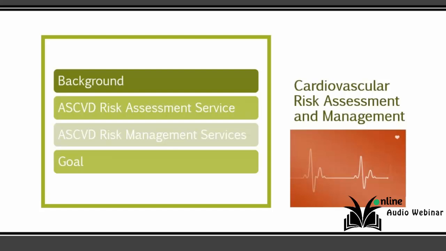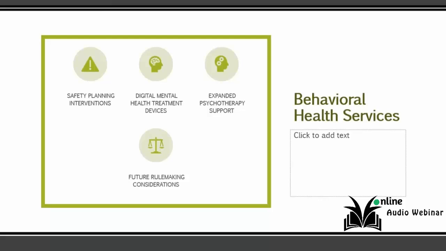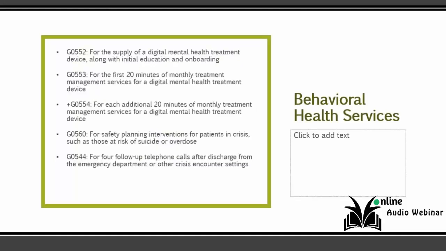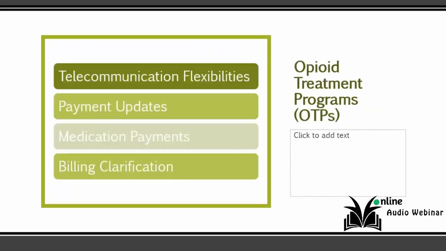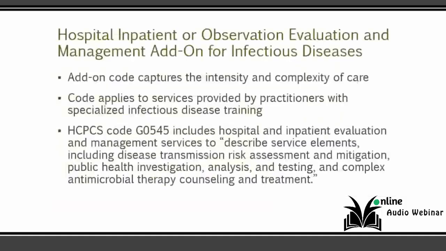Okay, we do have some changes for behavioral health. CMS finalized several measures to support access to behavioral health care, aligning with its behavioral health strategy. Let's take a look here at these codes I mentioned. All right, CMS also finalized updates for opioid use treatment services by opioid treatment programs. So CMS also introduced a new HCPCS add-on code for calendar year 2025 to capture the intensity and complexity of inpatient or observation care for confirmed or suspected infectious disease.